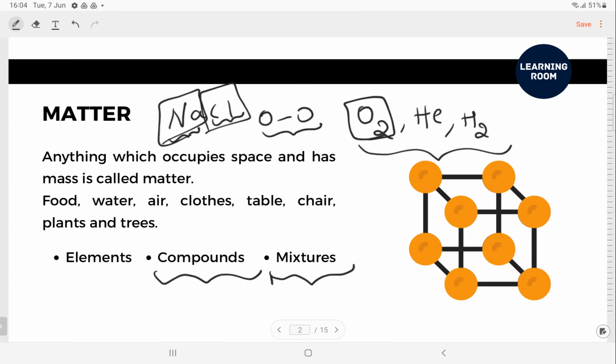Clear with this one? Okay. So now this comes under mixture. The general example of a mixture is your air. In air, oxygen gas is present, hydrogen gas, nitrogen gas, carbon dioxide, helium, everything is present. It is an example of a mixture. Clear with this one? Element, compound, and mixtures. Now we are moving to our next slide.